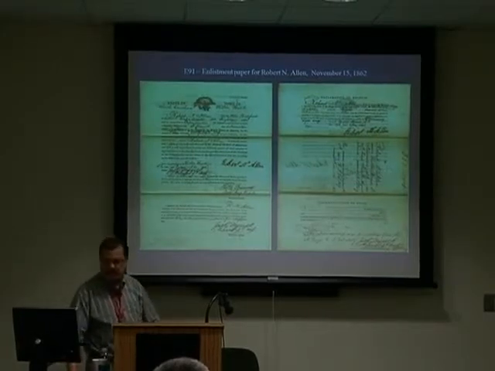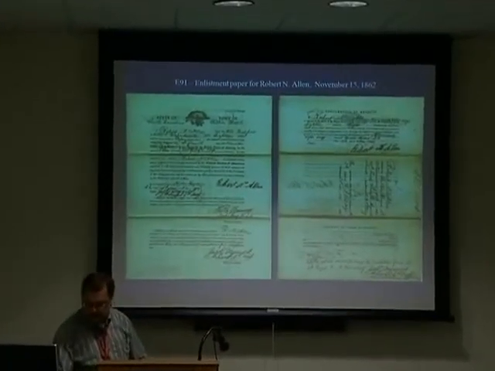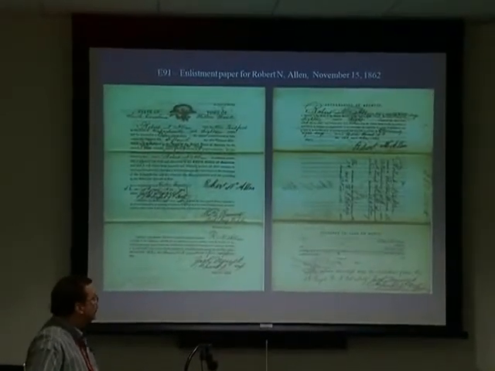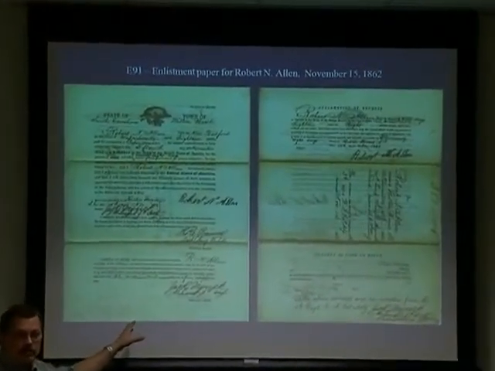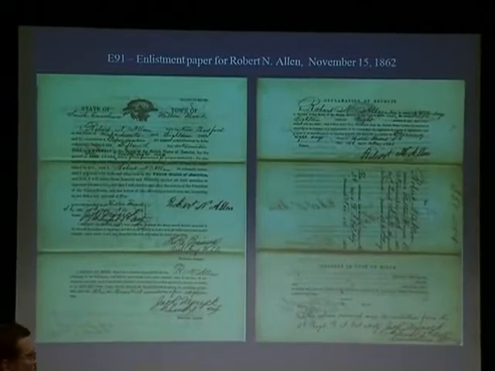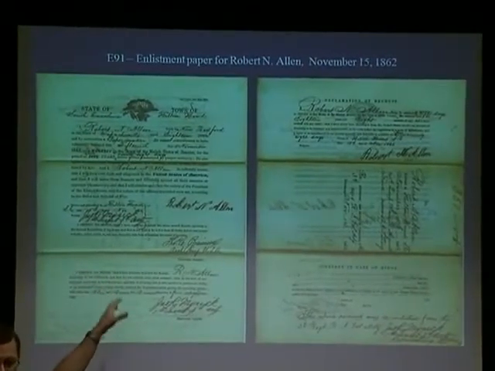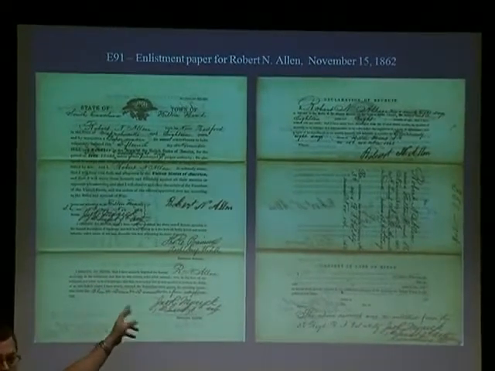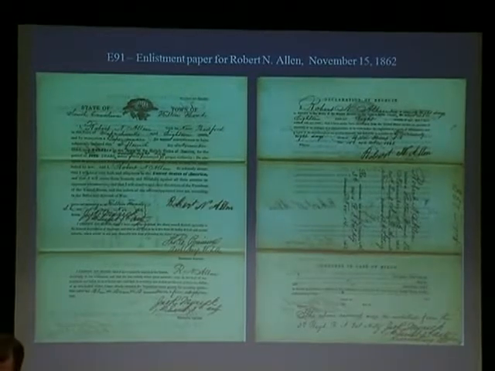Here's the original enlistment paper for Robert Allen, who we just looked at in the Register of Enlistments. So this is the original document upon which that entry was basically based. They took all of the information that you found in the register from his original enlistment paper.